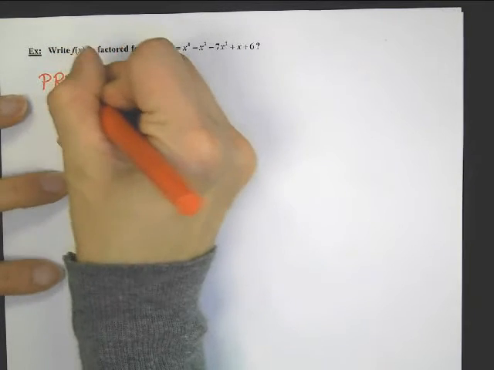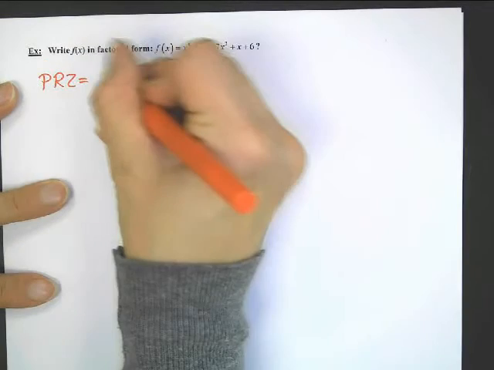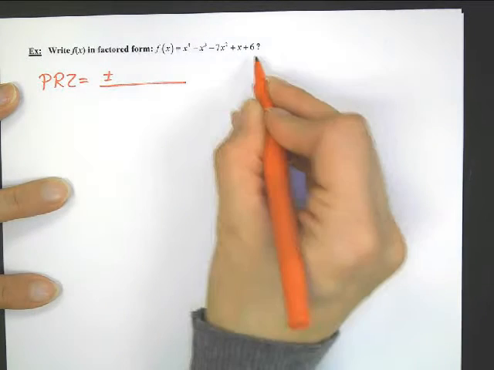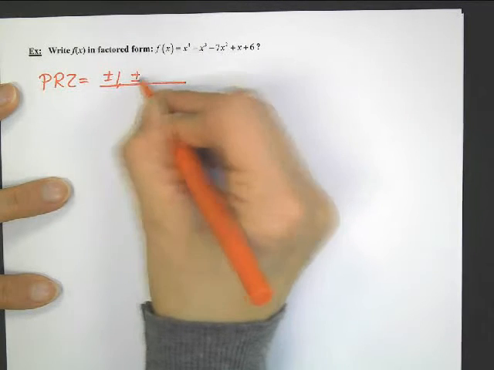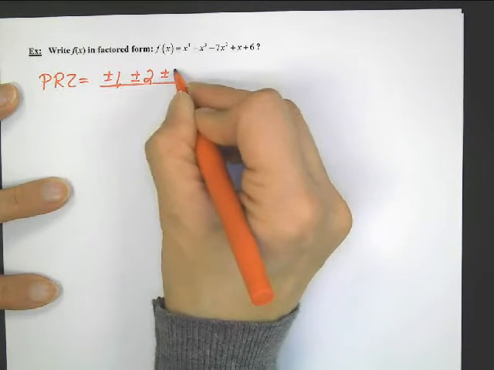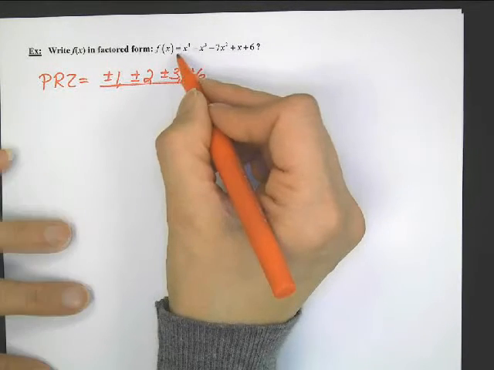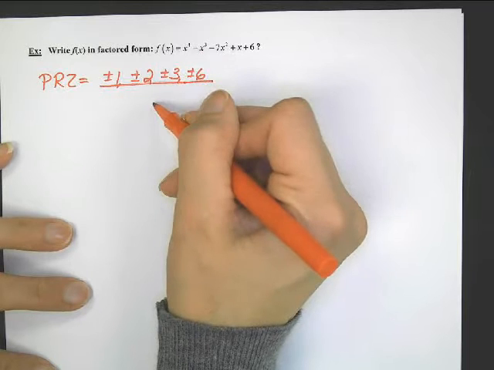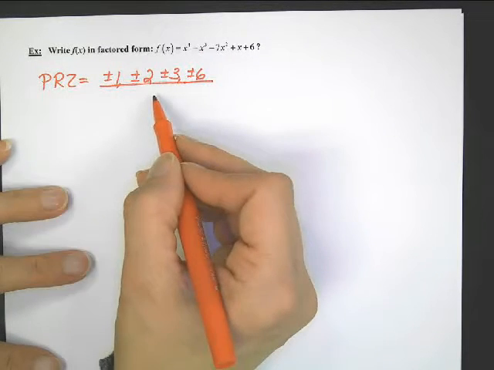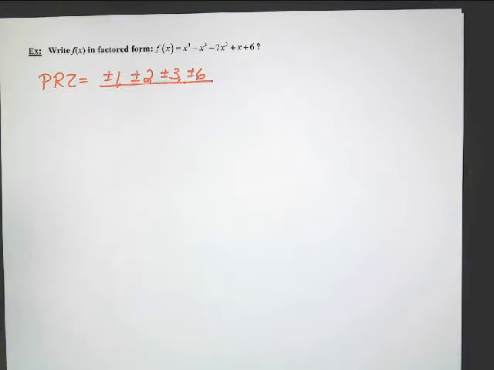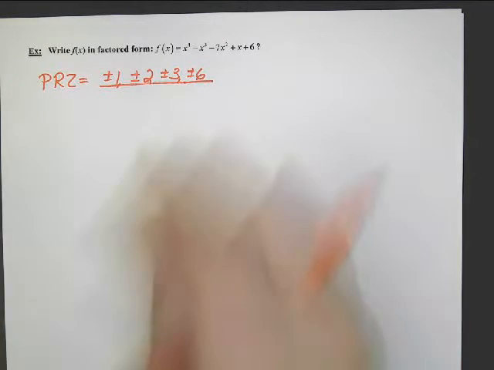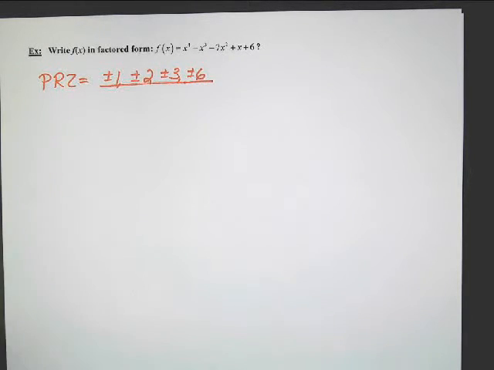Make a list of PRZs, plus and minus 1, plus and minus 2, plus and minus 3, plus and minus 6, and we're going to divide by plus and minus 1. If you divide by plus or minus 1, I think we're just going to get that list right there. Okay, so I did consider the denominator, but I'm done.